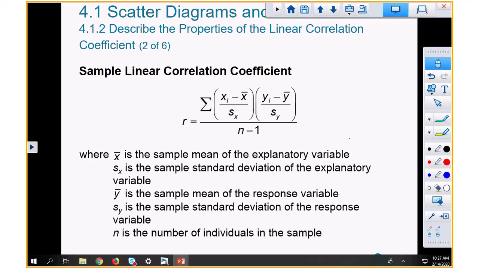Now, does everybody understand what you're doing here? You have to take all the x's, find the mean and the standard deviation. Then you take all the y's and find the mean and the standard deviation and plug it in. Does everybody see where that comes in?